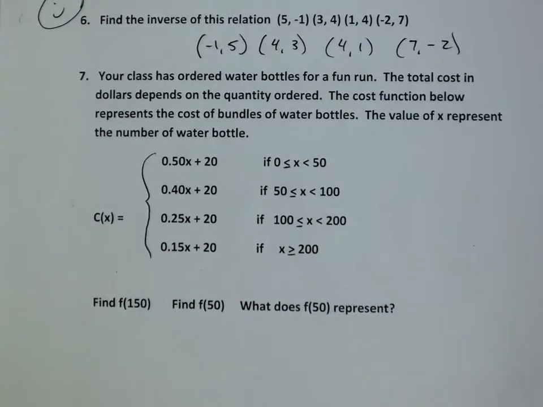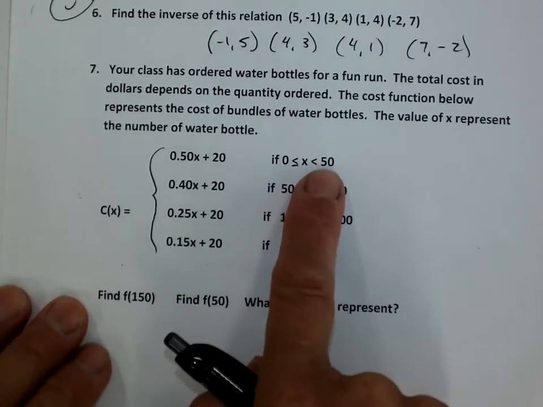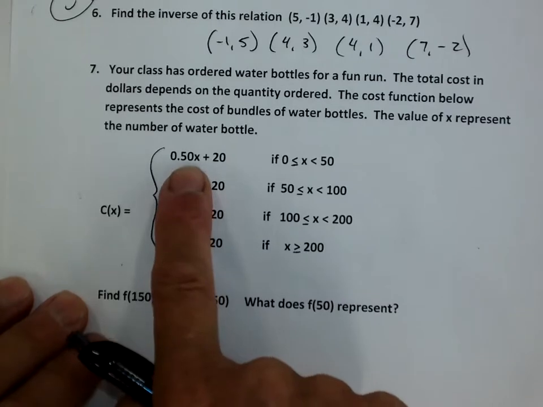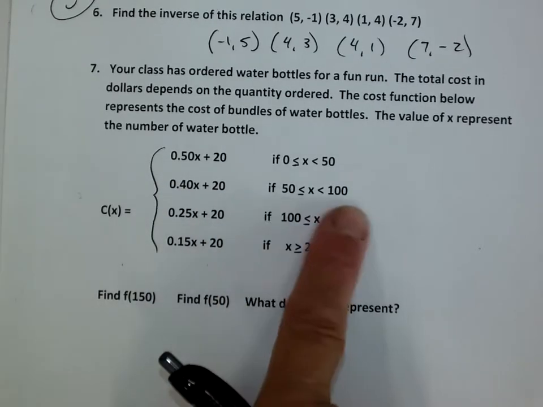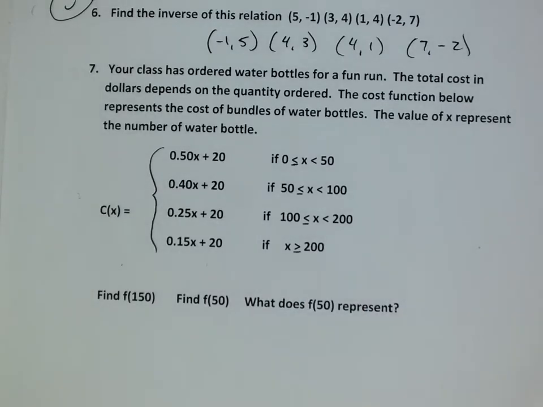Your class has ordered water bottles for a fun run. Yeah, that's back when we used to have those. The function below represents the total cost in dollars, depending on the quantity ordered, because we're going to buy them in bulk, right? So if you only buy up to 50, you get this price. If you buy between 50 and 100, you get this price. So, you know, the more you buy, the better deal you get.